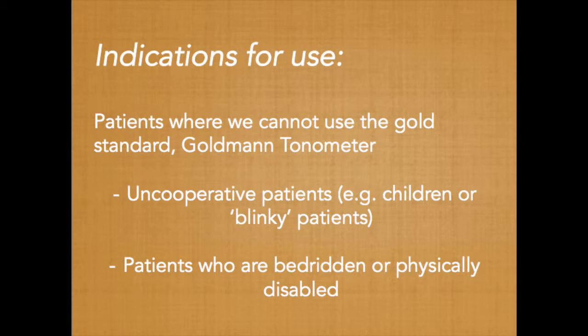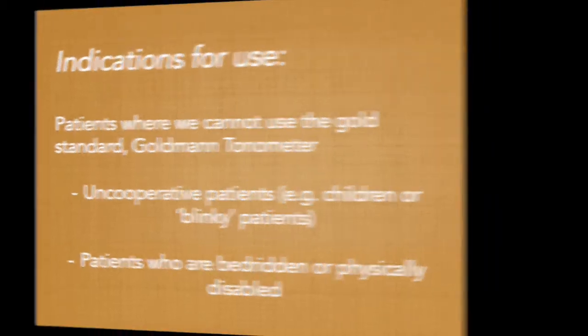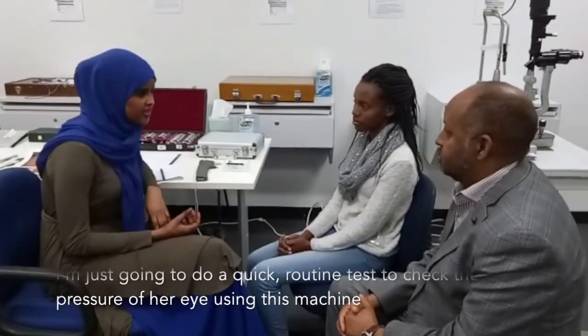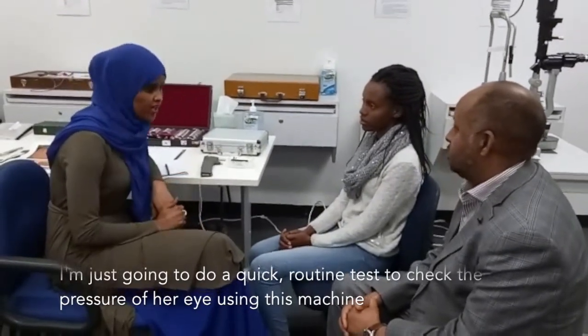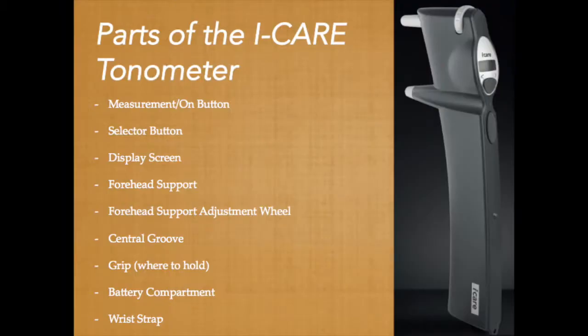Here we've listed patients who are uncooperative like children, or physically disabled patients where we cannot easily set them up in front of the slit lamp to use the gold standard Goldman tonometer. So now, because of Charlotte's age, the orthoptist has decided to use the I-CARE Tonometer. I'm just going to do a quick routine test to check the pressure of the eye using this machine. Okay, thanks. So what we'll be discussing in this next video are the different parts of the I-CARE Tonometer.